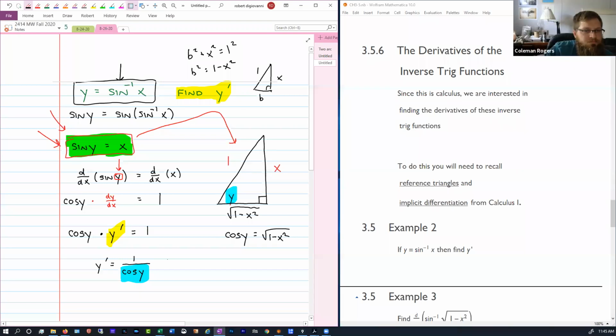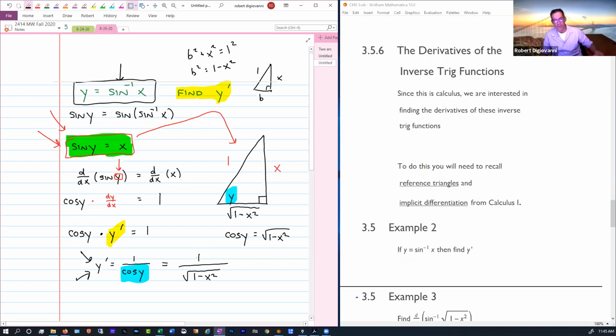Right. Now, Coleman, if you come back over here and you go to where we were solving for y prime, let's write the answer. It's just going to be what? Square root of 1 minus x squared. But that's in the denominator, right? So it'd be 1 over that. There it is. So that's what the derivative of arc sine is.